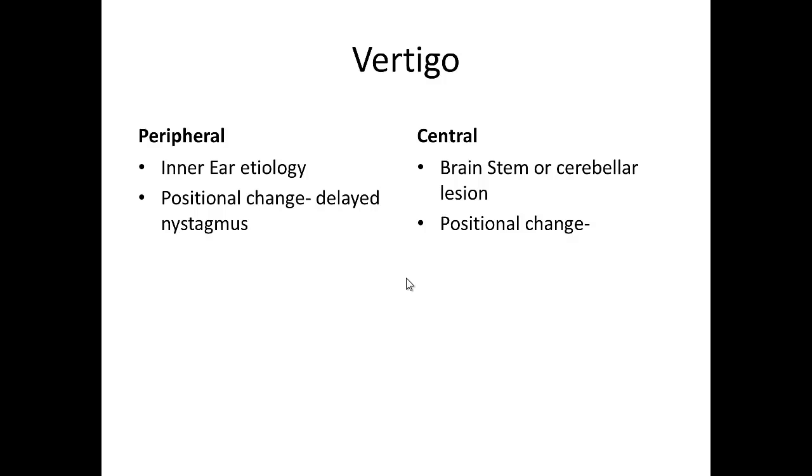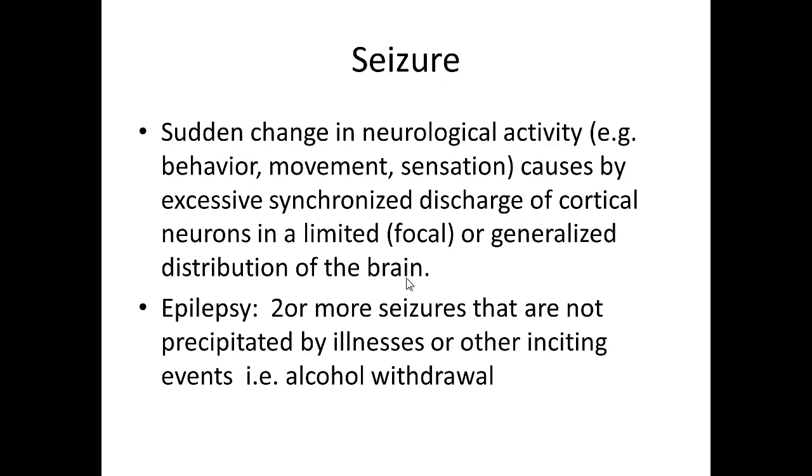Now, vertigo is another complaint that we get in the neurological patient. Vertigo is the feeling that the room is spinning around you. You can have peripheral vertigo or central vertigo. Peripheral most likely is due to the inner ear or could be due to positional changes. The central is usually the brainstem or cerebellar lesion, meaning like a stroke there. And it can also be associated with positional change.